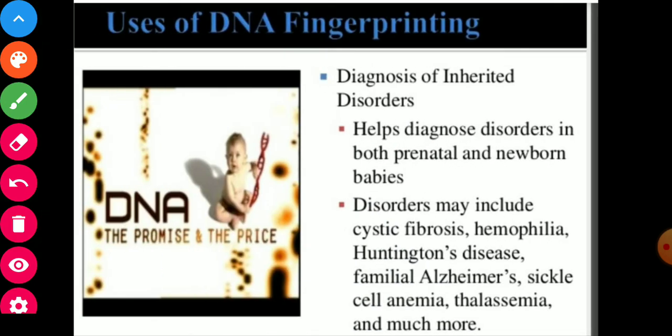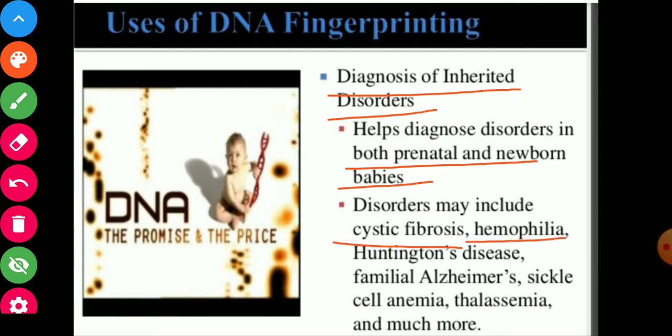Use of DNA fingerprinting. DNA fingerprinting is useful in diagnosis of inherited disorders. It helps diagnose disorders in both perinatal and newborn babies. Disorders may include cystic fibrosis, hemophilia, Huntington's disease, Alzheimer's disease, sickle cell anemia, thalassemia, or more. So, genetic disorders can be identified by using DNA fingerprints.